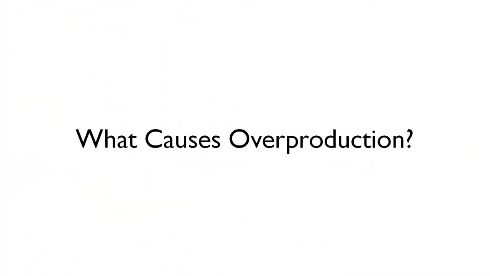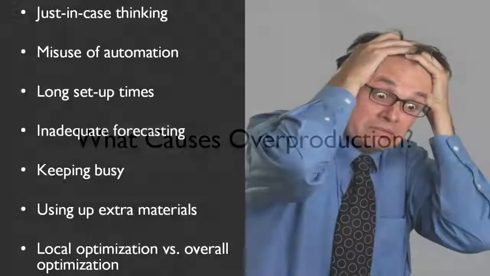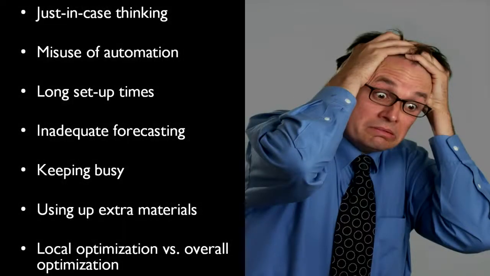So, if overproduction is the mother of all waste, we definitely need to understand what causes it. And as we'll see, there are many reasons, including things such as just-in-case thinking, meaning we make more parts than we need just in case we might need them, or misuse of automation, long setup times, inadequate forecasting, making more parts than we need in order to keep busy, using up extra materials, and last but certainly not least, we often overproduce when we optimize things locally or at our particular work area instead of having a broader view of what the entire organization needs.